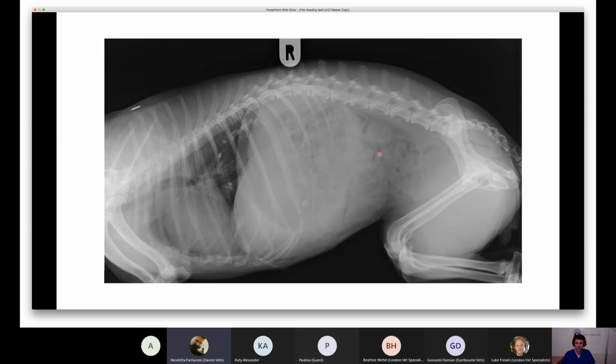I cannot really appreciate the bladder, but there is superimposition of the legs, plus there is overcrowding and loss of serosal detail, overcrowding of the small intestine. Well, I think it's quite a tricky one. I'm not sure if I do have an answer.